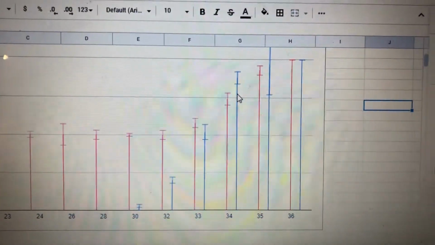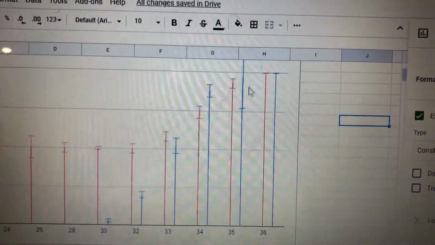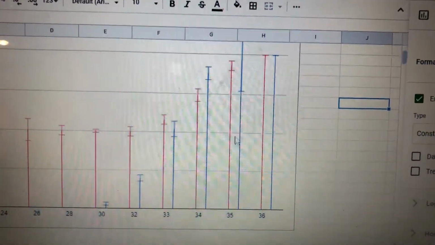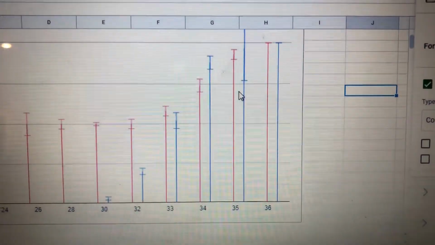There's no overlap here, so there is a statistical significance. There's a huge overlap here, so there's no statistical significance between the groups. That's how that works.